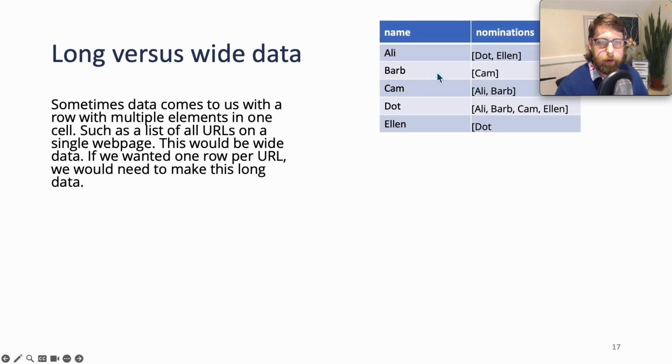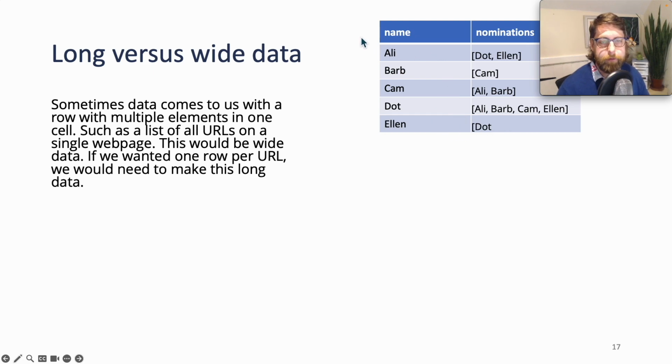So you can imagine you have a data frame where you have the name of someone and the number of other people that they nominate. So Ali here nominated Dot and Ellen, Barb nominated Cam, Cam nominated Ali and Barb, and so forth. And so this here is the basis of a network file. We can consider this a kind of wide edge list.